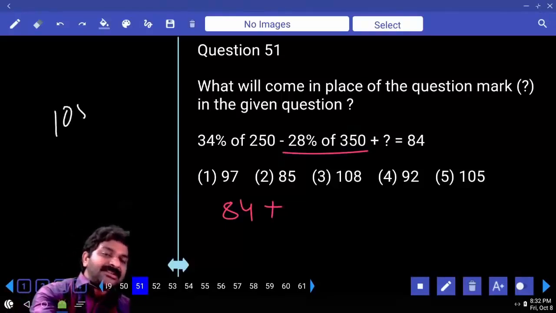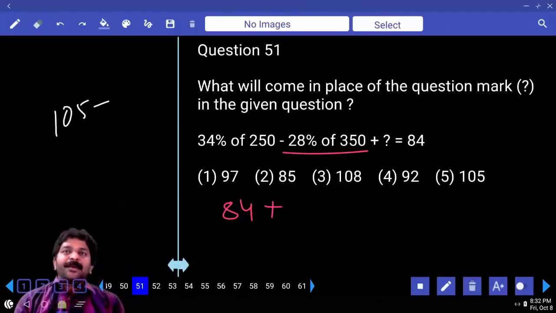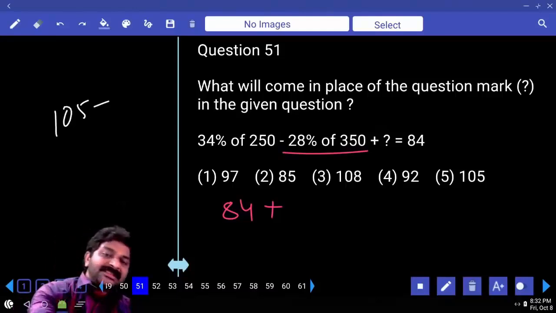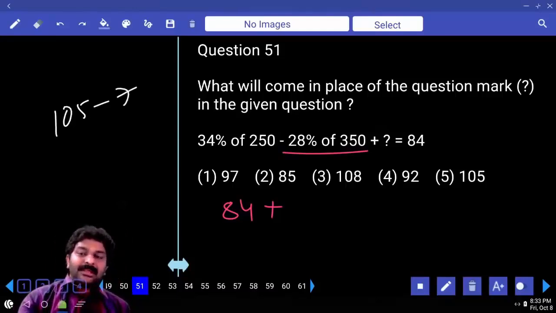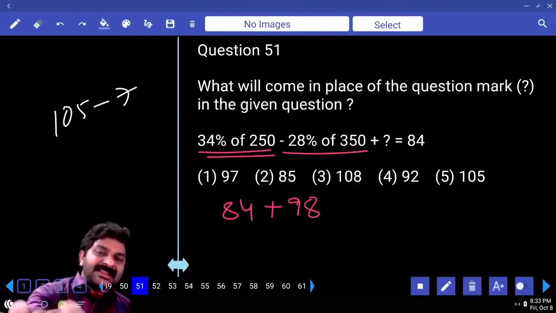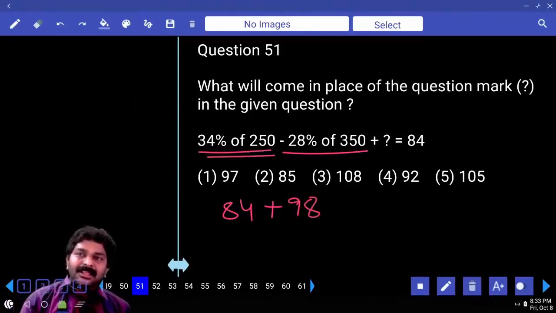105. And we have to subtract 2%. What is 2% of 350? 7. Then the value, 98. And when this number goes to the right hand side, it becomes a negative number only. Minus what percent we have?